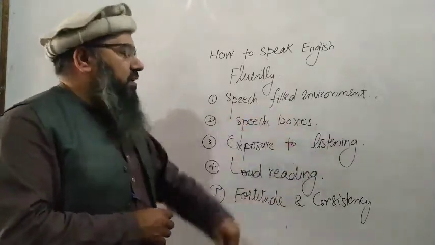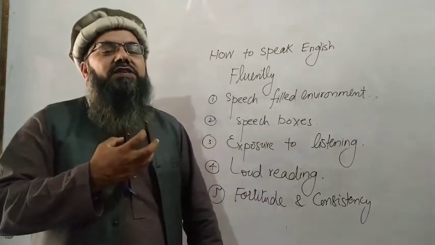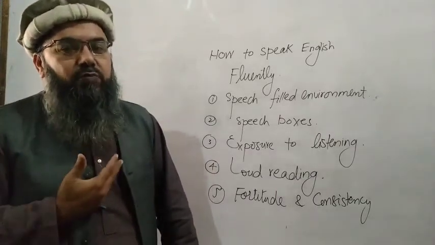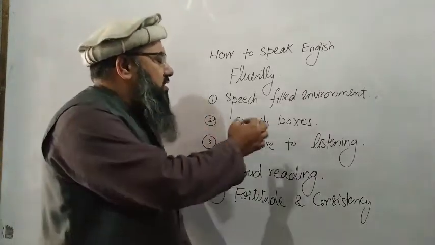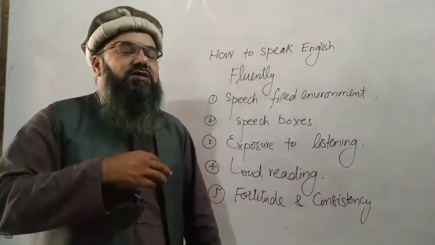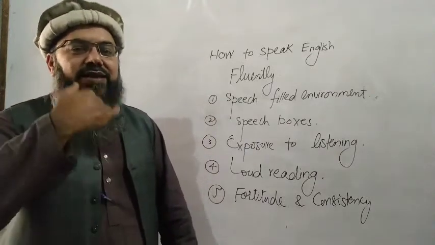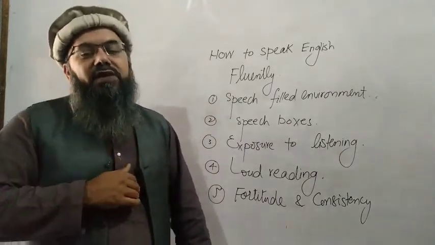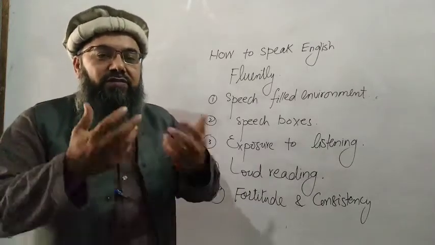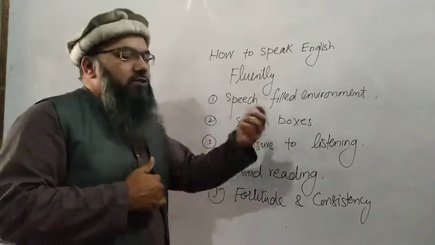So number 2 is speech boxes. Nature has made different speech boxes in our throat, in our organs of speech. There is a specific speech box system. Every sound comes from a specific box. Those boxes are not visible. Those boxes are inside our larynx and pharynx, and we have to speak according to the sounds which are available in our speech boxes.